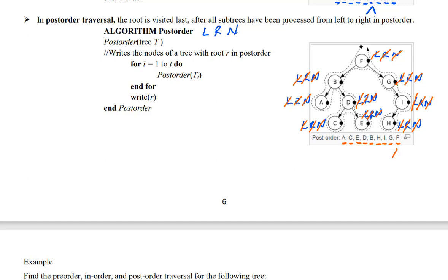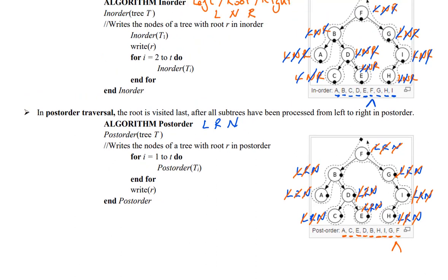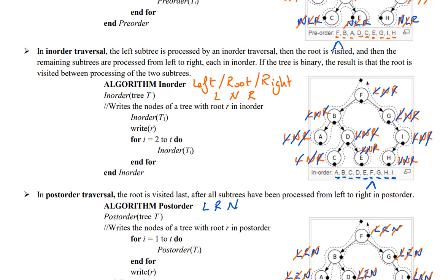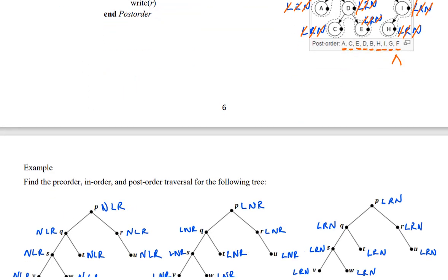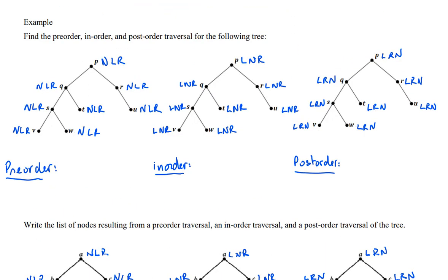So again, where is the root of the tree? It is at the end, post. So here is how you see it. Pre-order F first, in order F middle, and post order F is at the end. That means the root of the tree. I put here a different example. This one is very simple. So you follow the same way.